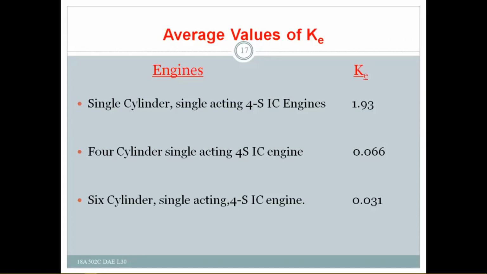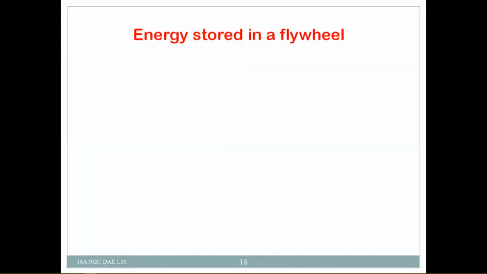If you go for a six-cylinder engine, the fluctuations are reduced even more. If you go from bottom to upwards, the coefficient of fluctuation of energy is increasing. That means if the number of cylinders is more, the coefficient of fluctuation of energy is less, and the coefficient of fluctuation of speed also will be less. So that is the idea of using a flywheel. It will be observed that if the number of cylinders is increasing, Ke will be decreasing. Right?